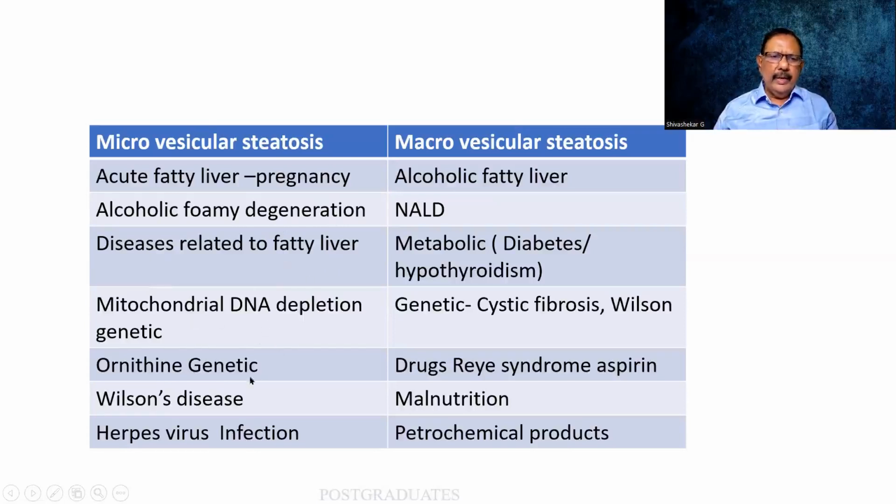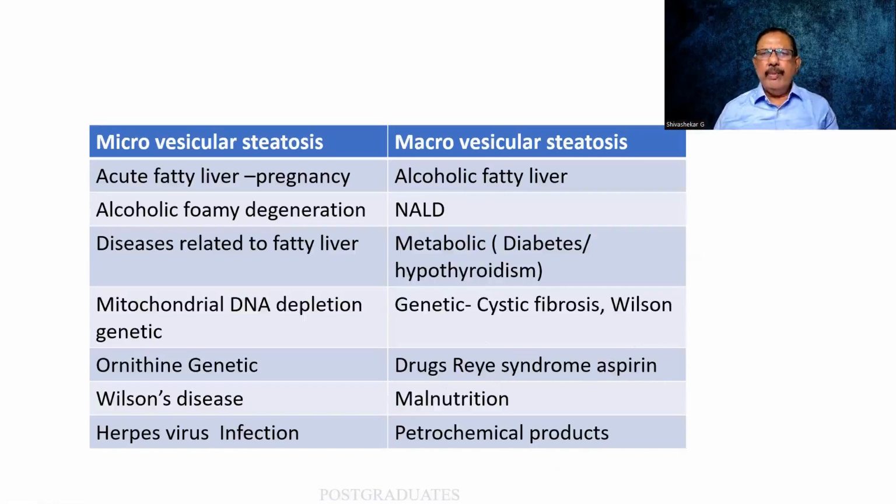Mitochondrial DNA depletion. Ornithine can be used for genetic purposes. Wilson's disease, herpes virus infection. And some of these can go in for macrovesicular, whereas others are purely macrovesicular. Alcoholic, non-alcoholic liver disease, metabolic causes such as diabetes, hypothyroidism, fibrosis, Wilson's disease again, malnutrition, petrochemical, carbon tetrachloride poisoning, Reye's syndrome because of aspirin. These are some of the classical ones.